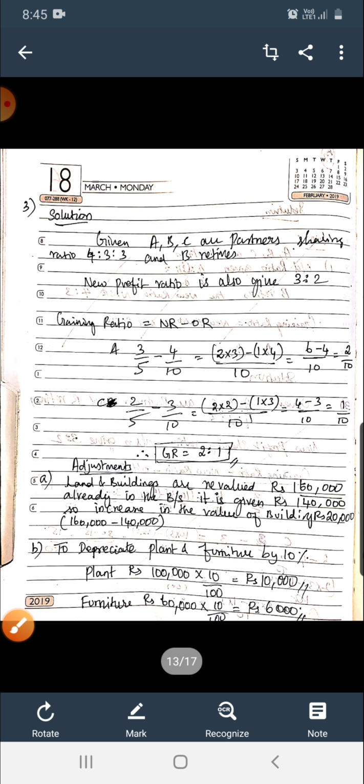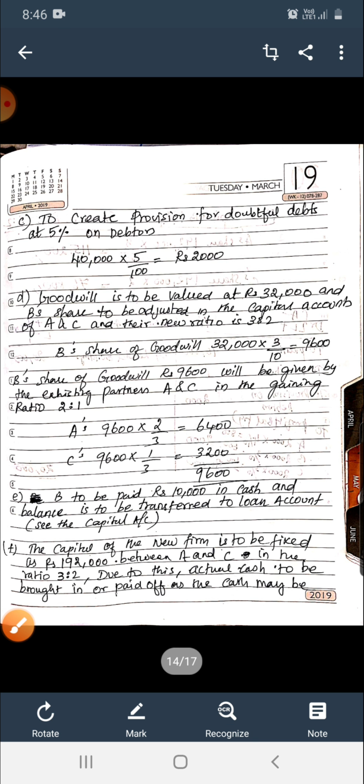Now go to the adjustment part. First adjustment: land and building to be revalued at 1,60,000. In the balance sheet it is given as 1,40,000, so the difference will be an appreciation of 20,000. Next, depreciate plant and furniture by 10%. Plant value is 1 lakh, 10% is 10,000. Furniture value 60,000 into 10% is 6,000. And create a provision for doubtful debts of 5% on debtors: debtors value 40,000, 5% is 2,000.